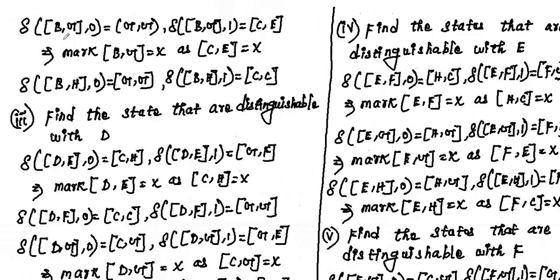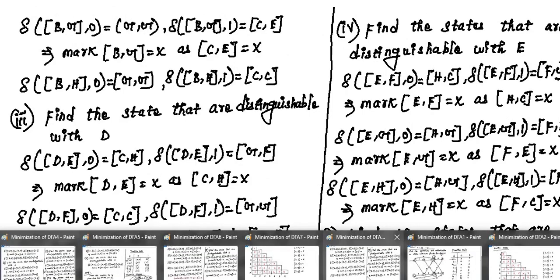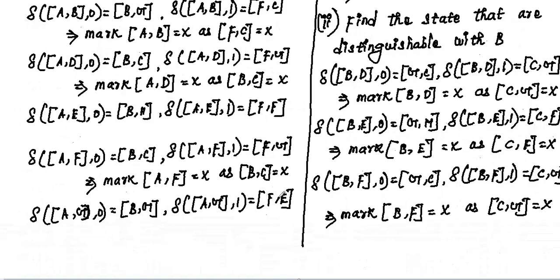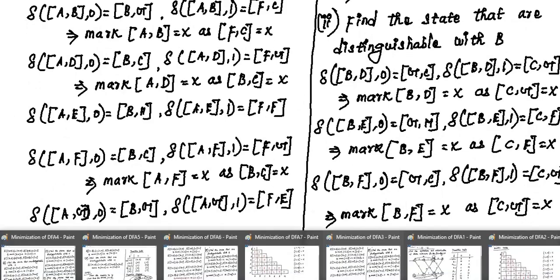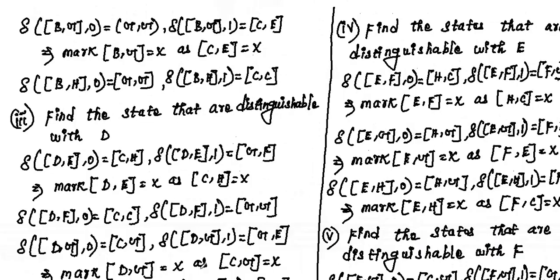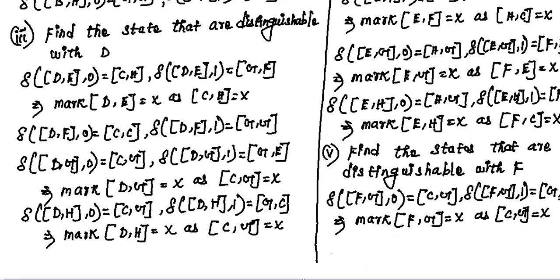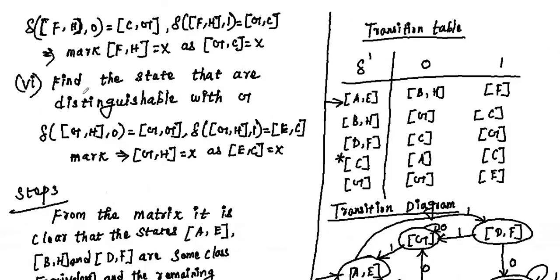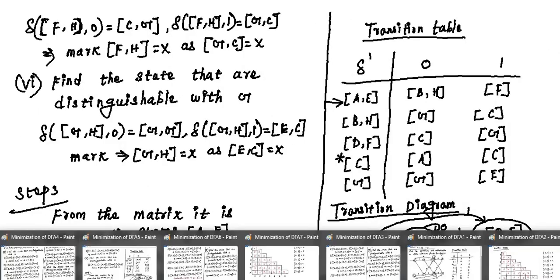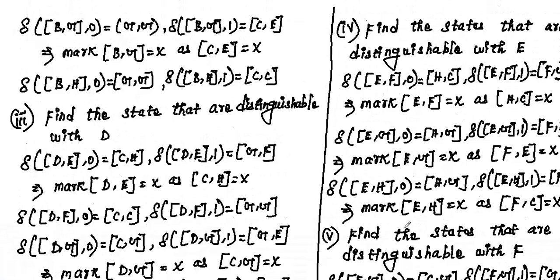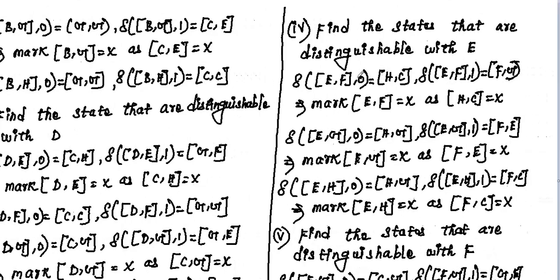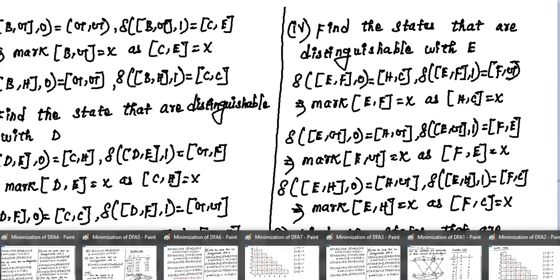Here BG we already put a cross mark. And another answer is FE. FE means distinguishable with the F. EF, see, distinguishable with the E. Here EF and FE both are the same. We already put a cross mark. So you consider any one of the answers.